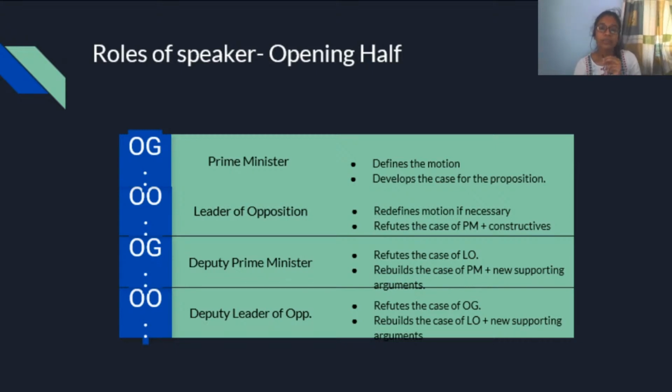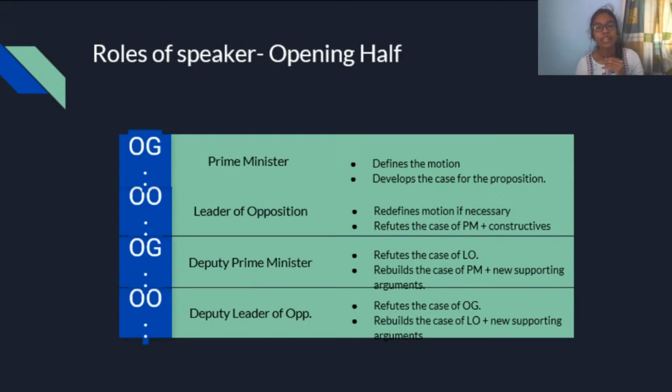And also, the PM sets the scope of the debate and also lays down the basic foundation as well. And also, based on the interpretation the PM has given on the motion, he or she will have to give one or more supporting cases supporting their interpretation. So that is something the PM will be doing.